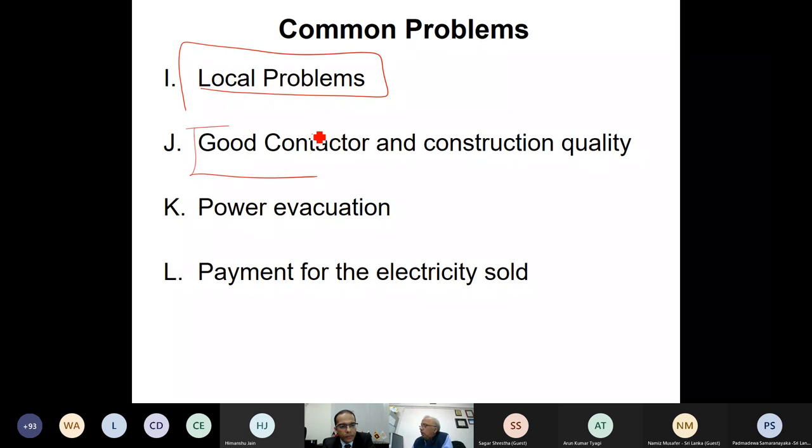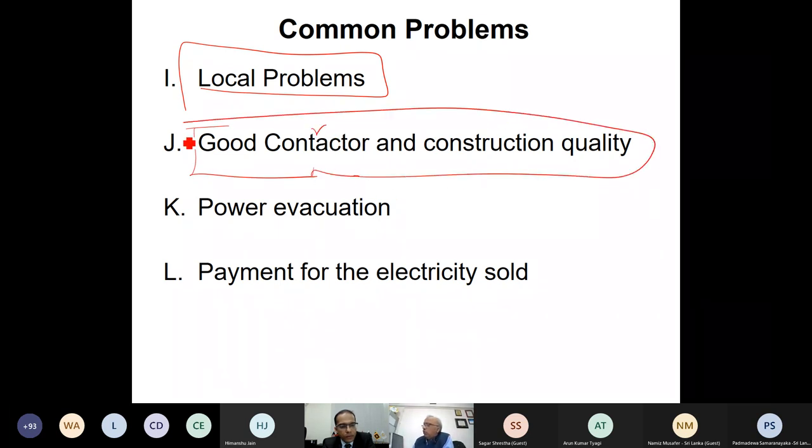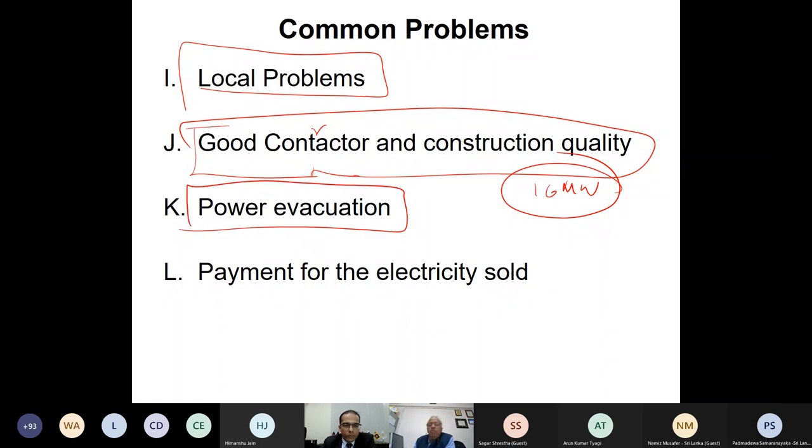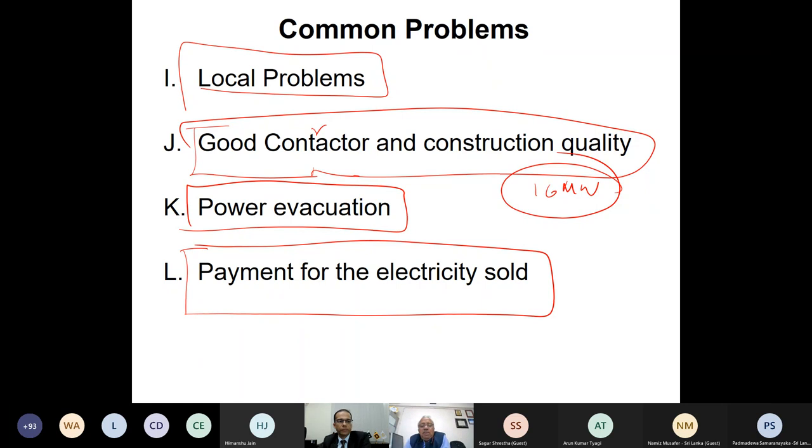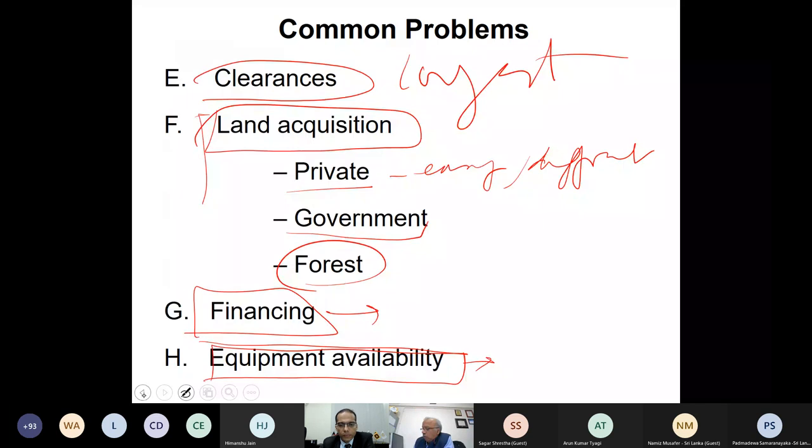Getting a good contractor, and good construction quality, also helps, because I have seen a 16 megawatt project washed away because of poor construction quality. It was horrible that the responsible engineers could not even see what the river deposits were. Power equation, though, is an issue, but I would say it is relatively easy, but still an issue. And once the project is commissioned, you get the money from the electricity from whoever you have sold it to.